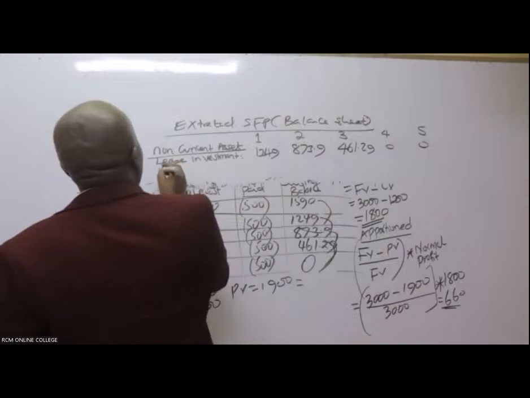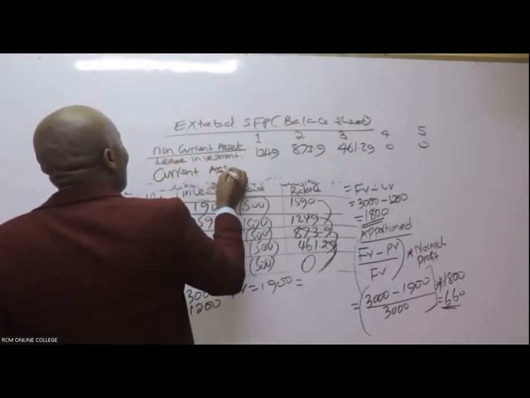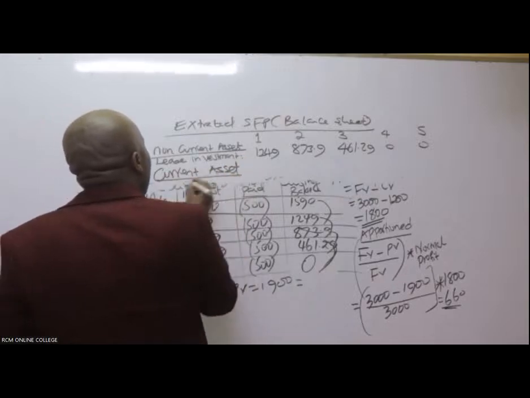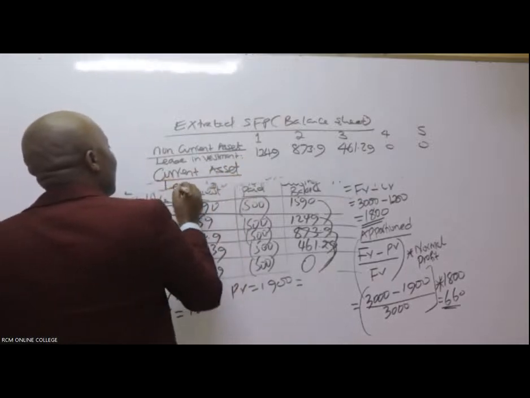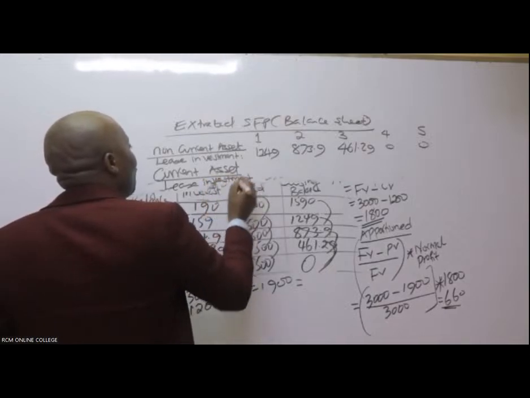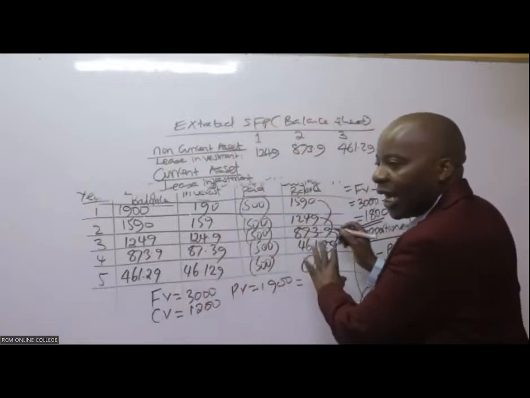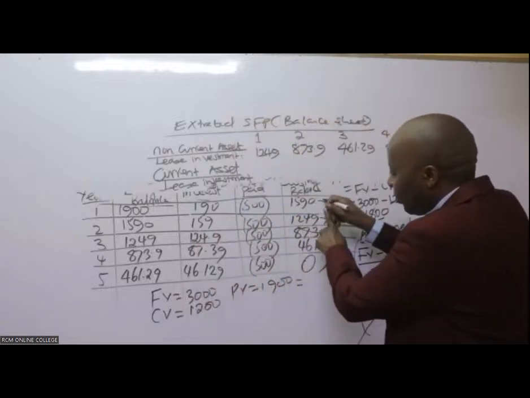And then we have the current asset. You can't call them receivables. No. You will still call them lease investment. But because I'll be paid this in less than 12 months, now we use the ACK approach again. The ACK approach, you're subtracting.